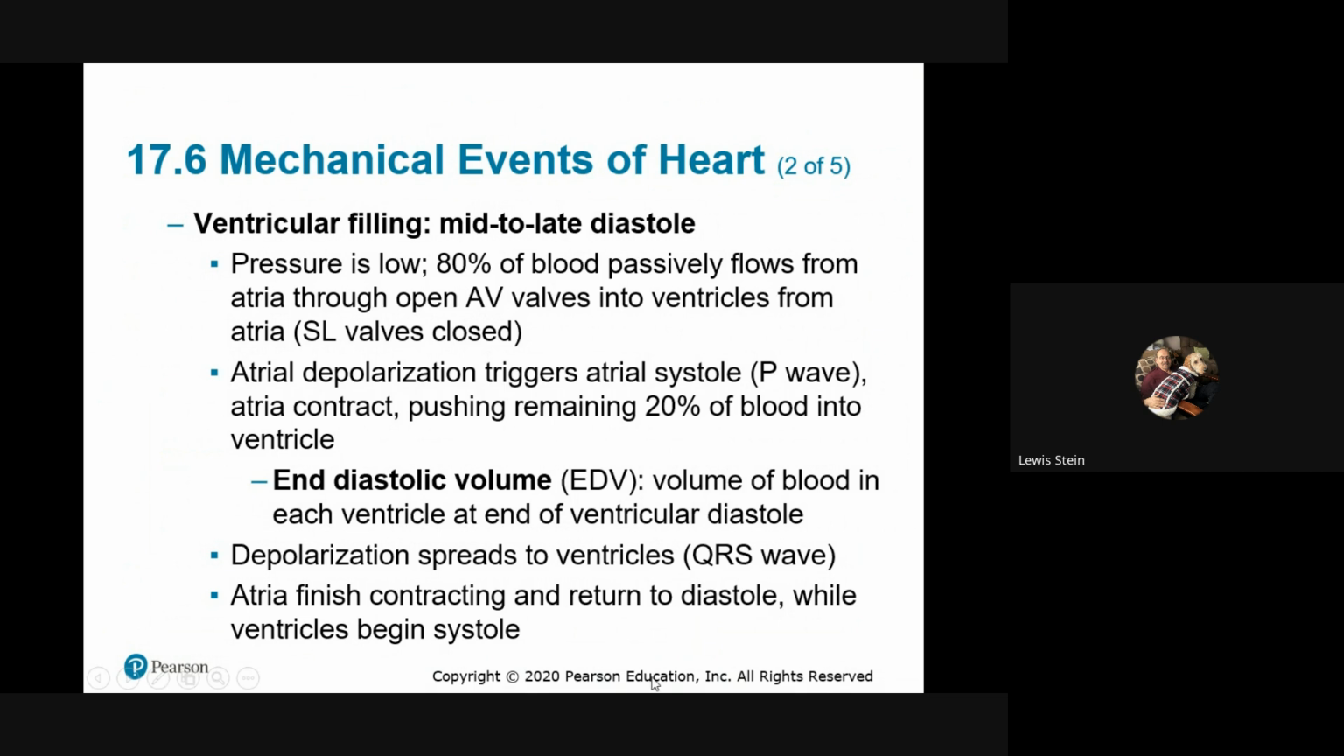And then as soon as we reach that, the next phase will occur. We'll reach the QRS. That means that the electrical activity of the ventricles begins. They will contract very, very rapidly. It's not slow like the atria contracting. The atria finish, return to diastole while the ventricles begin to contract. That's the big player that's going to push the blood out.